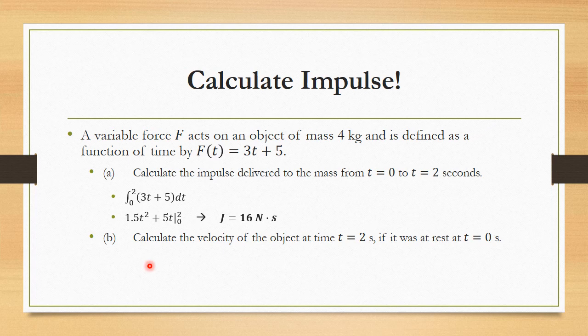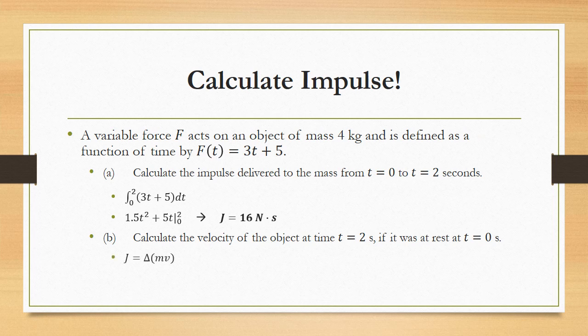Okay, part B. We're going to find the velocity now that we know the impulse. We also know that this thing started from rest. Here it is, started from rest at time 0. So the total change in its momentum is 16 Newton seconds, and if it began at rest, it means it started with no momentum. Therefore, at 2 seconds, it has a total of 16 Newton seconds of momentum. That's how much it's changed during this interval.